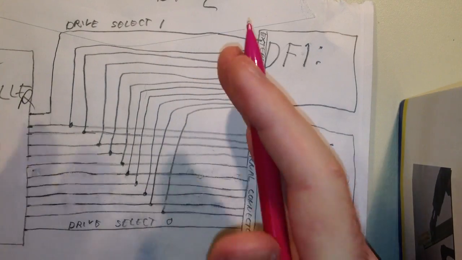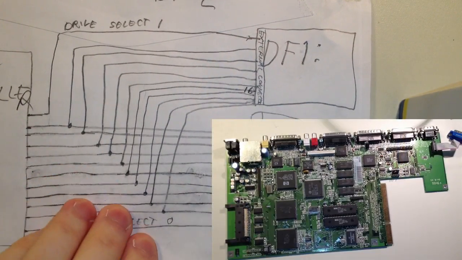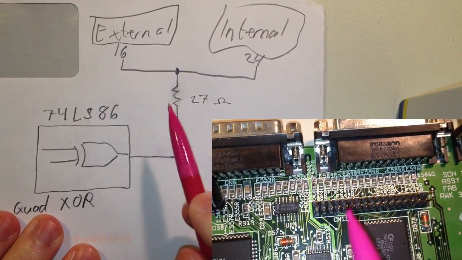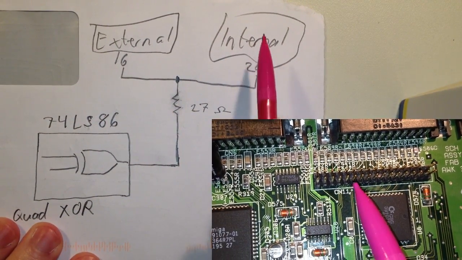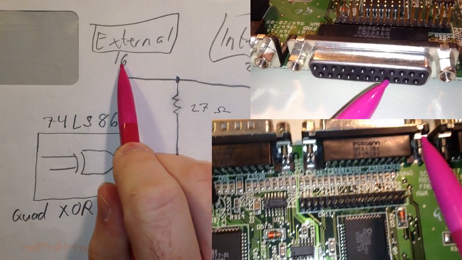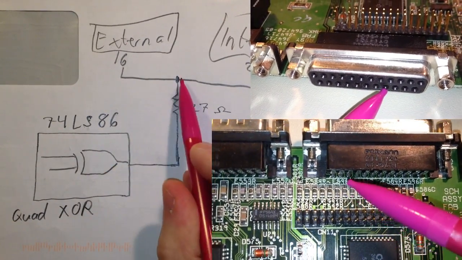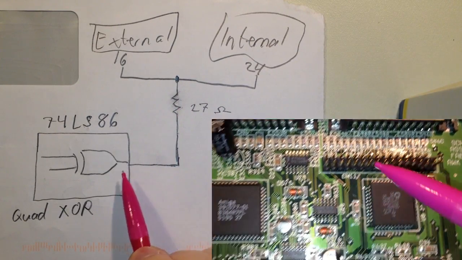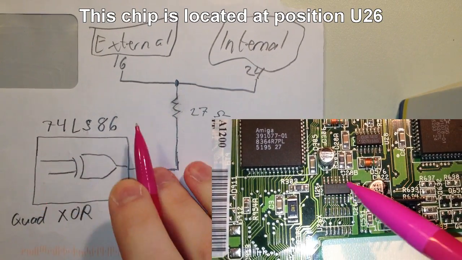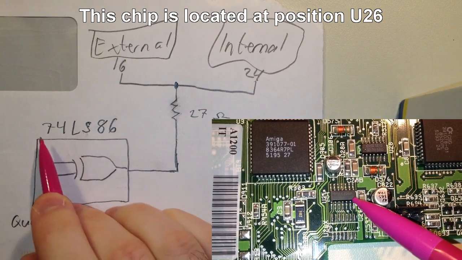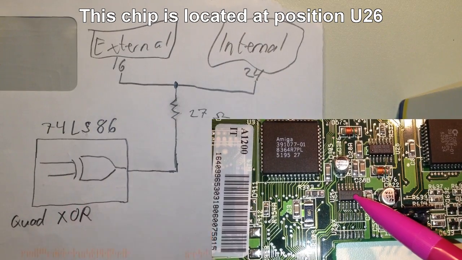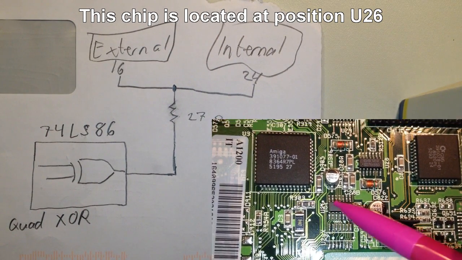Okay, now like I said, this was just a really rough diagram, so let me show you how things are actually connected on the motherboard. So here we have the internal disk drive connector, and we have the external one here. And pin 24 of the internal disk drive connector is connected to pin 16 of the external one. And that is going through a 27 ohm resistor on the motherboard, and that is going to a chip. And this chip is not one of the custom chips. This belongs to the 74 logic family.